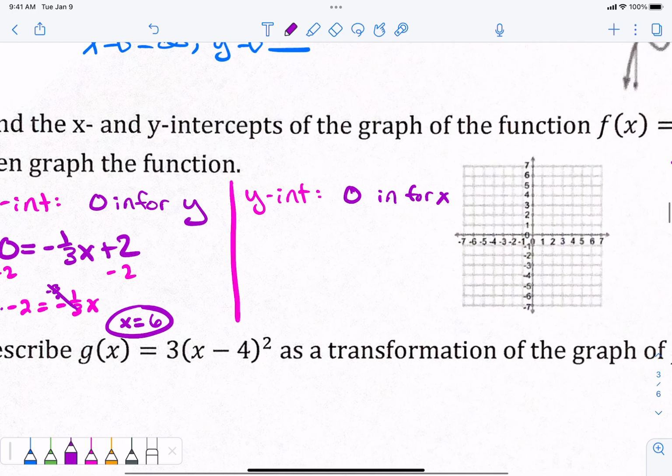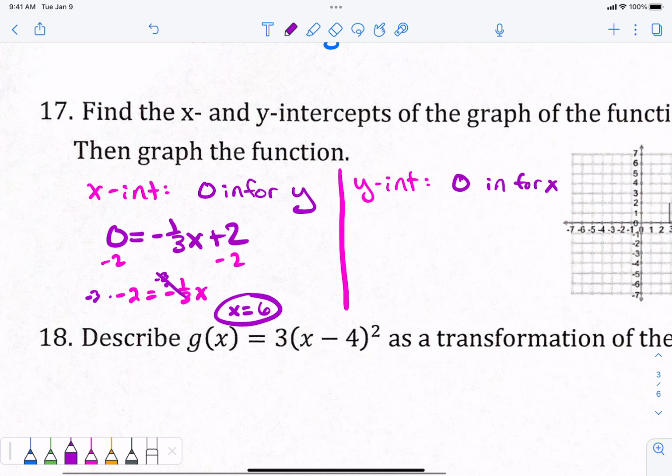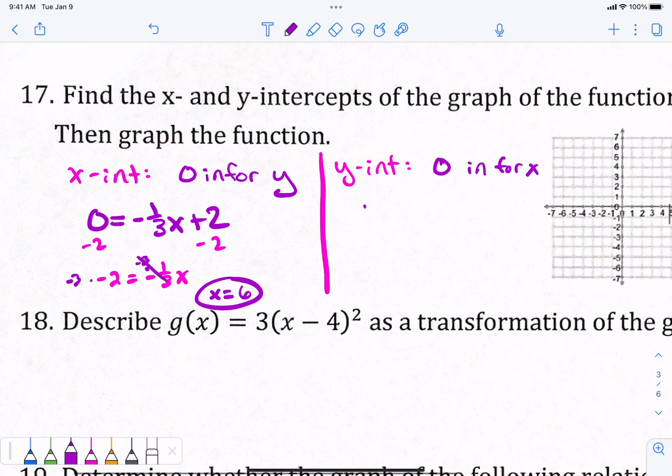The y-intercept. Wait, can you go back real quick? Yep. Multiply by negative 3? Yep. Wait, I'm confused. What's going on? Just wait and I'll catch you up in a second. Just wait for us and we'll skip to number 18 for you real quick.